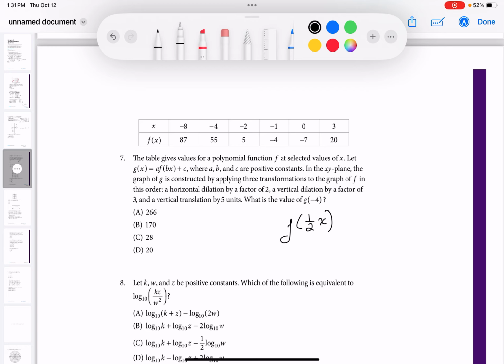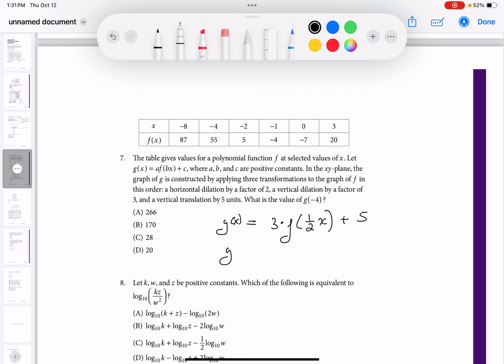So it says I'm constructing with the transformation, by the way. So applying the 3 transformations: horizontal dilation by a factor of 2, and a vertical dilation, that means it's being stretched vertically by a factor of 3. I'll put this over here. And then it says there's also been a vertical translation of 5 units. That means it's been moved up 5 units. And this is what g is going to be equal to.